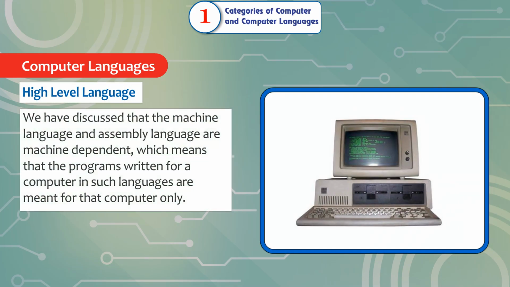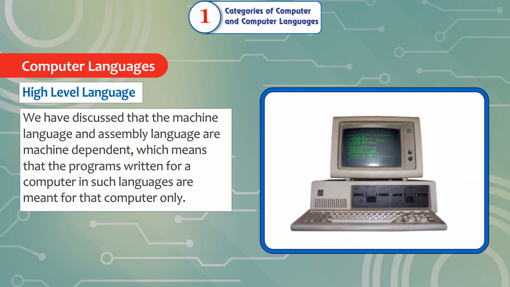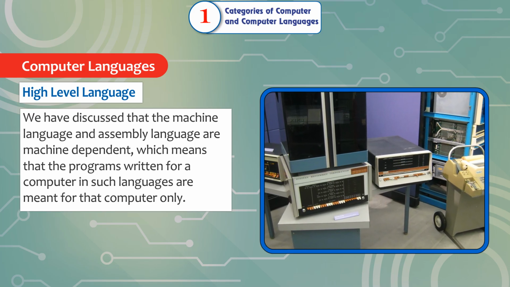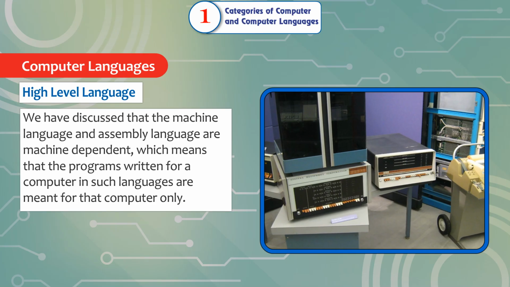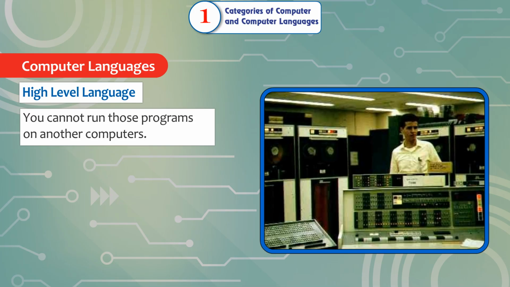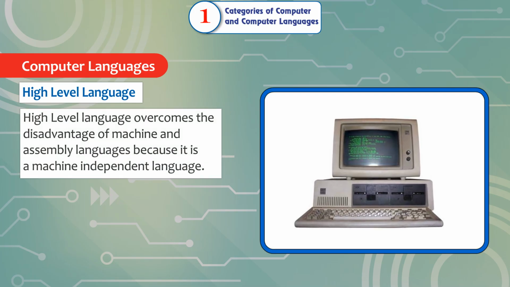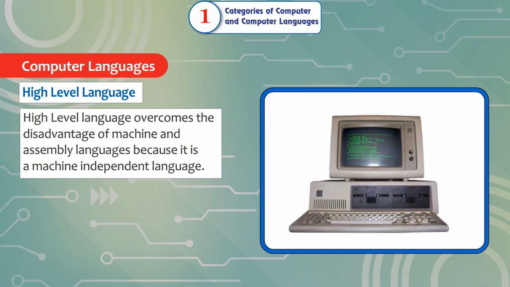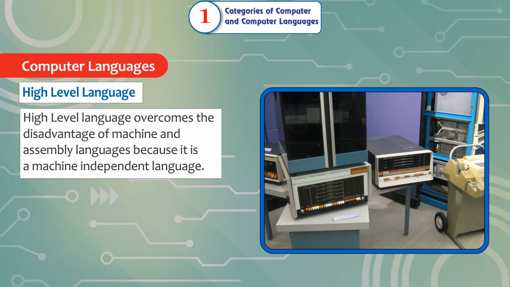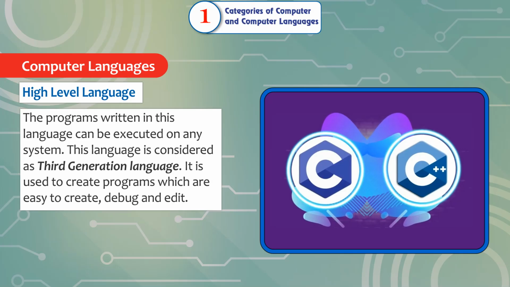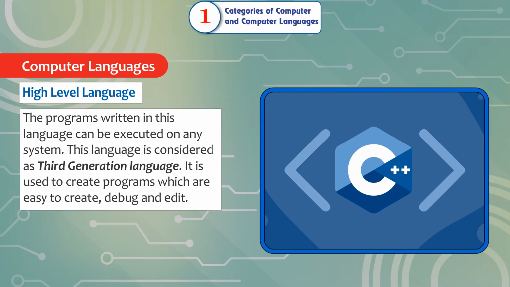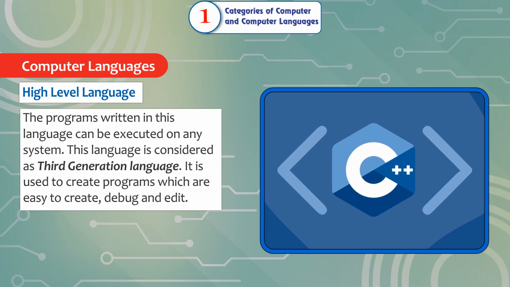High-level language. We have discussed that the machine language and assembly language are machine-dependent, which means that the programs written for a computer in such languages are meant for that computer only. You cannot run those programs on other computers. High-level language overcomes the disadvantage of machine and assembly languages because it is a machine-independent language. The programs written in this language can be executed on any system. This language is considered as third-generation language.